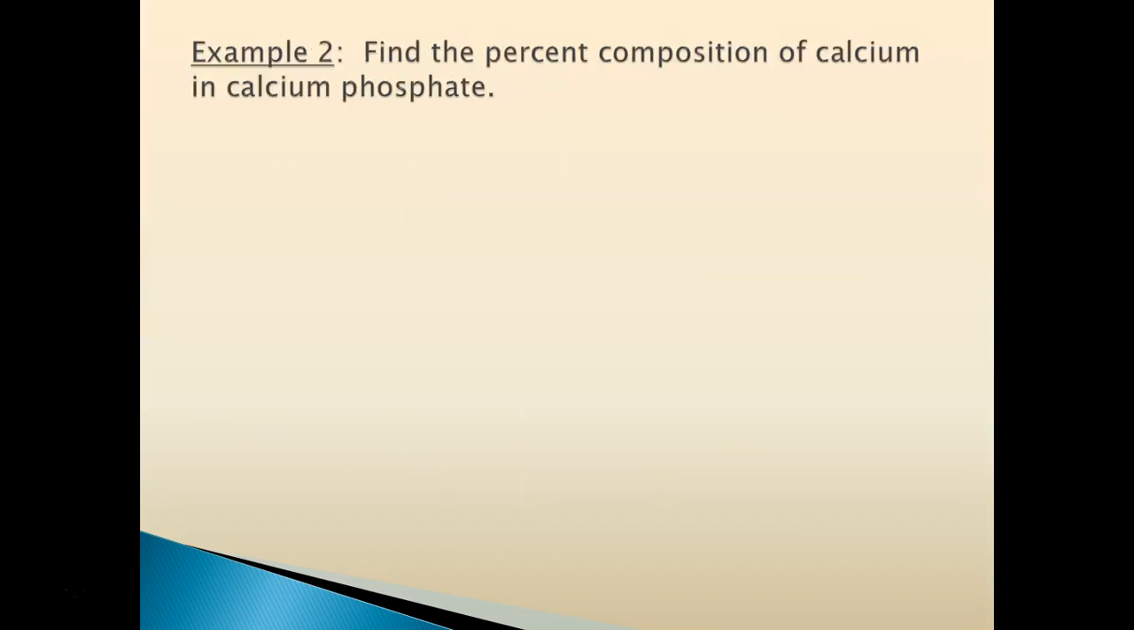First, let's find the percent composition of calcium in calcium phosphate. The first thing you're going to need is the formula for calcium phosphate. Calcium phosphate is Ca3(PO4)2. To find the mass of calcium, I'm going to take the mass of calcium and multiply it by 3, because there are 3 calcium atoms in that molecule. And I'll multiply by 100 and divide by the mass of the whole compound.